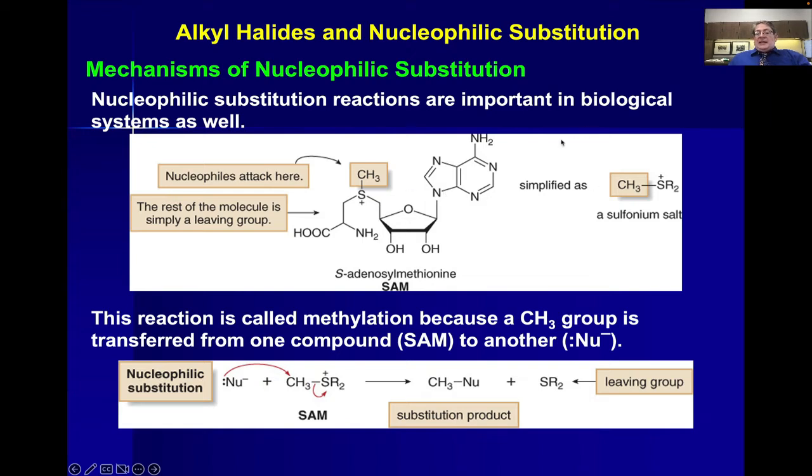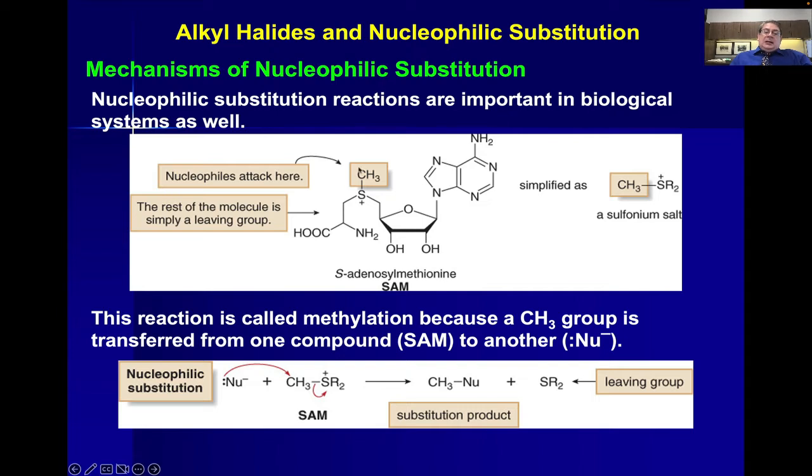You can abbreviate this, shown here, as CH3-SR2 with the positive charge on sulfur. So one of the R groups, of course, would be this piece, and the other R group would be this piece. But what you need to do is think of this as the biological equivalent of bromomethane or methyl bromide.